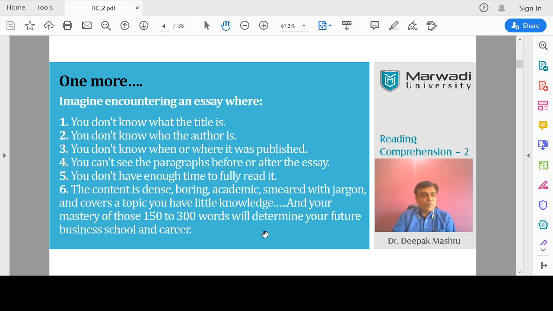Then I gave you one more example, right? Imagine that you are encountering an essay or a paragraph where you don't know the title, who the author is, where it was published, or when it was published. You cannot see the paragraphs before and after, right? You don't even have enough time to read it fully. The content is very dense, that means it is too much in terms of number of words and length.